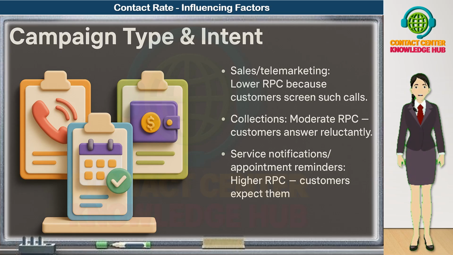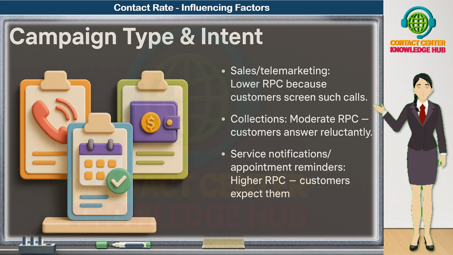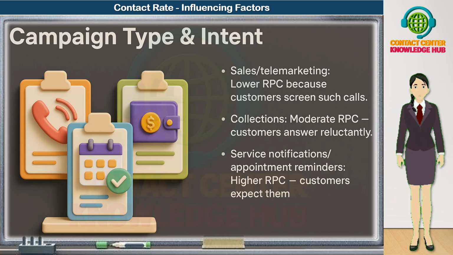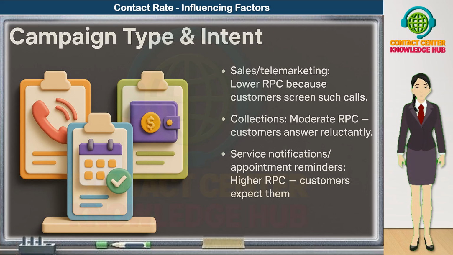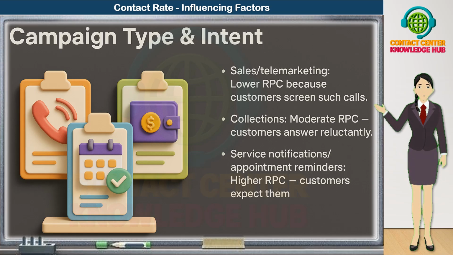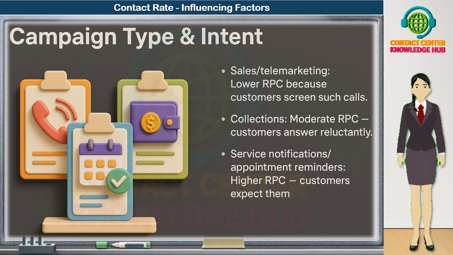In contrast, service notifications and appointment reminder calls tend to have the highest contact rates, because customers are expecting those calls and recognize their immediate value. In short, understanding your campaign intent allows you to set realistic targets, adjust your communication tone, and optimize outreach timing, all of which contribute to a healthier, more predictable contact rate.